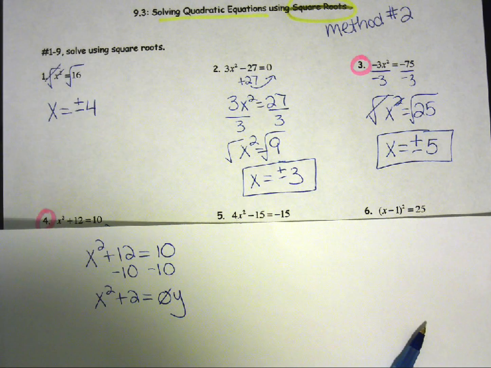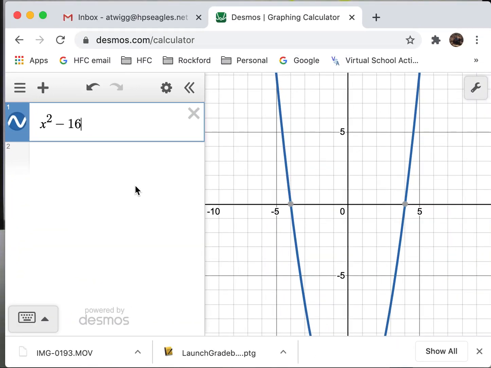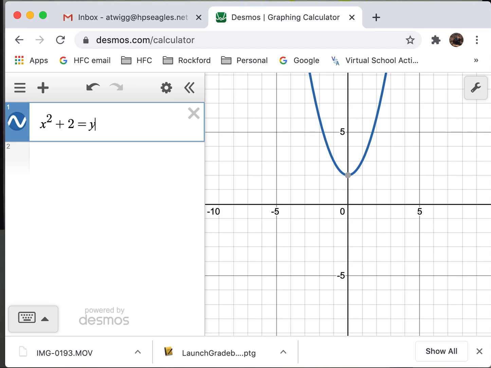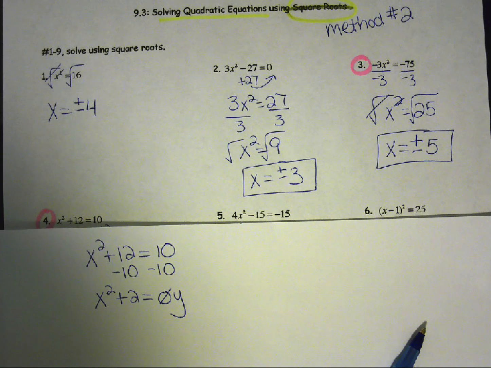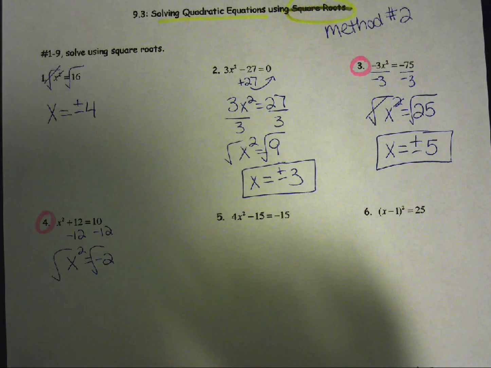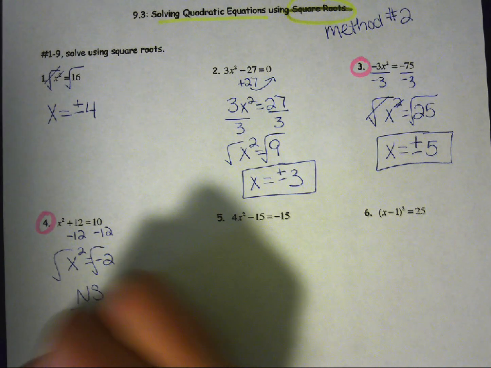So let's go to Desmos. We're going to clear this other one out, and we're going to type in x squared plus 2, and if you want to put equals y, notice it doesn't change anything. Look at this parabola. Where is this parabola at? Does it cross? So the answer is no. So right here, when we go back to our problem, we see that this was a no solution.